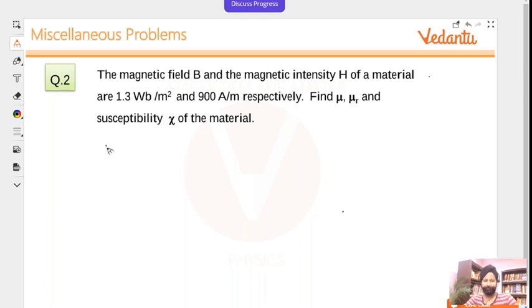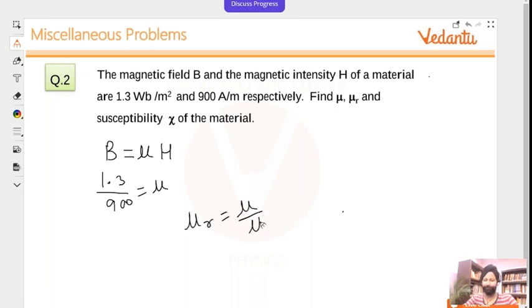Okay, let's do this together, please. So how are these things related? We know this is going to be... does everybody understand this? Everybody understands this, right? So you can plug in 1.3 here, divided by 900. This is your mu. You calculated mu just now. Once you find mu, you can use the relation mu r is equal to mu divided by mu naught, right? So you will plug in this value that you found here, and this is going to be 4 pi into 10 to power minus 7. That is mu r, right? Now you have to find susceptibility. So susceptibility plus 1 is mu r, right? So that means susceptibility is mu r minus 1. And you already have found mu r just now. So you plug that in here. I'll show you the printed version here.